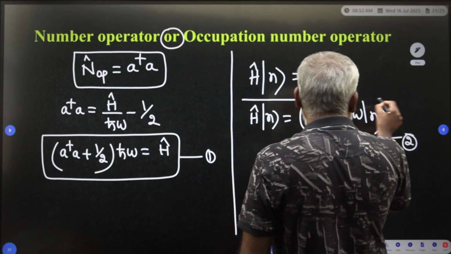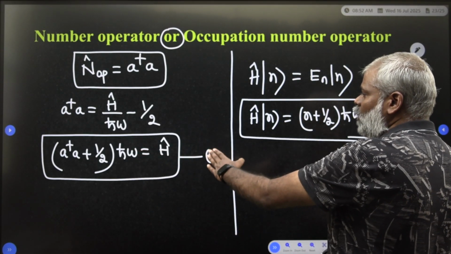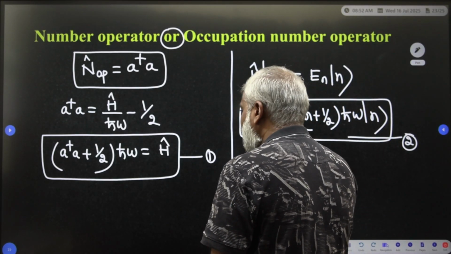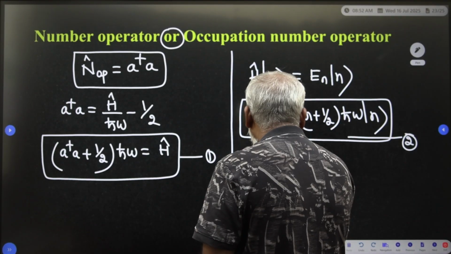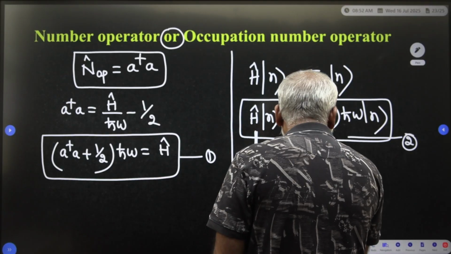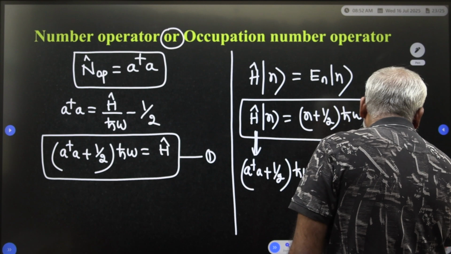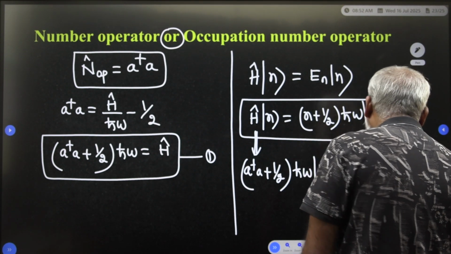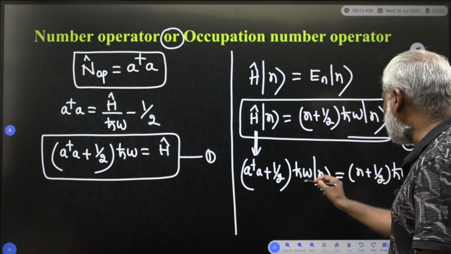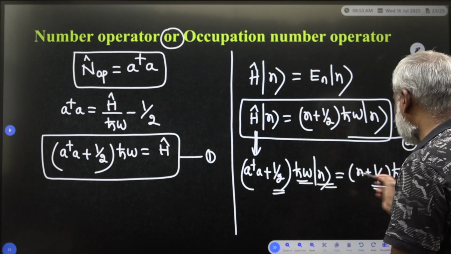Now you have to see here, so what is going to happen? Here you are able to take H cap is equal to (A dagger A plus 1 by 2) h cut omega, so we apply equation number 1 here. So (A dagger A plus 1 by 2) into h cut omega into ket n is equal to (n plus 1 by 2) into h cut omega into ket n. Here the ket n is the same, h cut omega is the same, 1 by 2 is the same on the left side and right side.